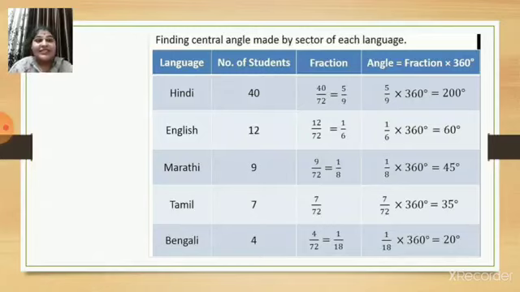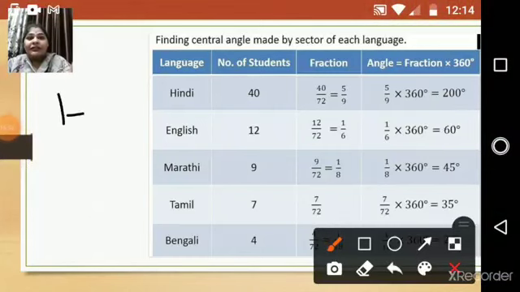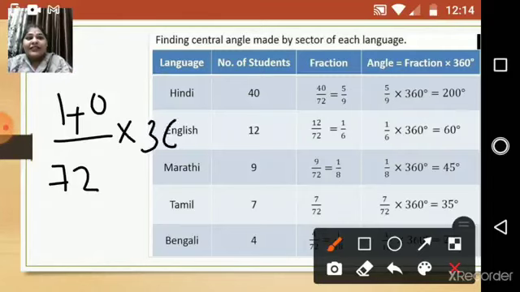So how do we find it? We have already learned this. 40 is given. How do we write the fraction? 40 divided by 72, the denominator being the total, right, children? The total is already given as 72. So 40 divided by 72 multiplied by 360. Why 360? Because the total angle of a pie chart, that is a circle, is 360 degrees. This is how you can find the central angle and then draw the pie chart.